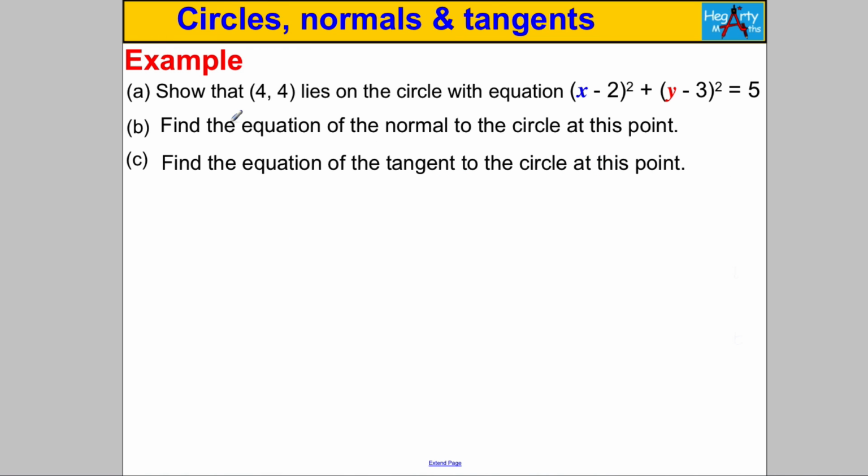And we're going to finish with a question where we work out the equation of the normal and the tangent to a circle. So pause the video and have a go if you think you can do this. Now part A is nice and easy. All we've got to do is verify that x is 4 and y is 4 lies on that circle.